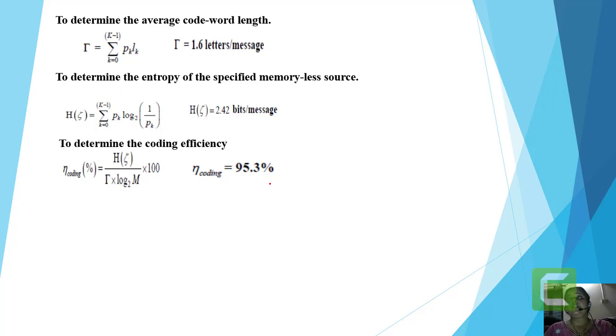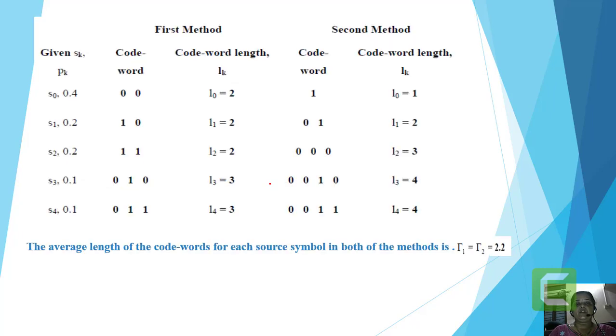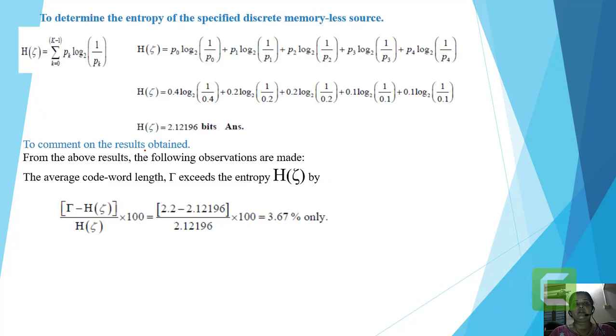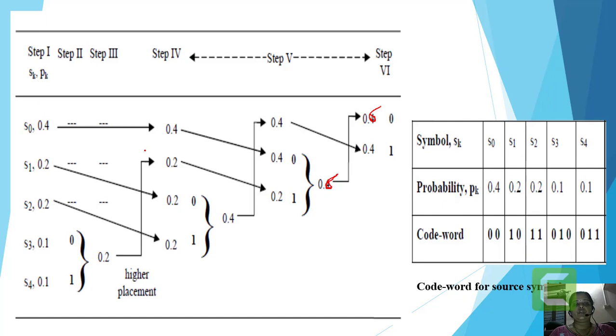Let's check the effect of variation in the Huffman coding based on either the random number assignment or the placement to be done for the equal probability value. The first numerical we have checked has source probabilities of 0.4, 0.2, 0.2, 0.1 and 0.1. In this calculation, we have used the higher probability placement. So here you can see we have used the higher placement.